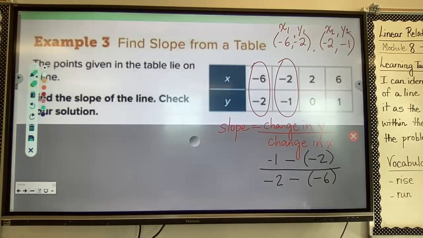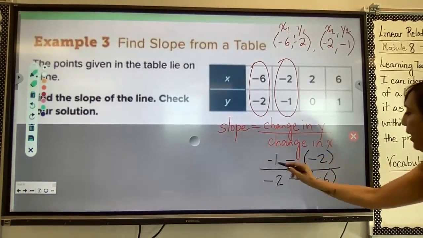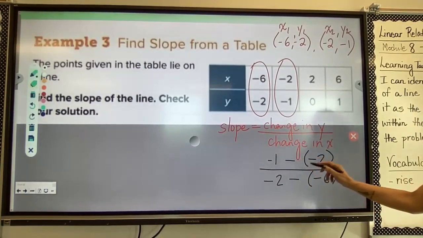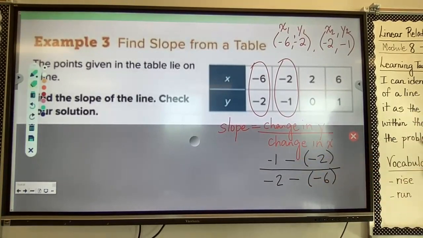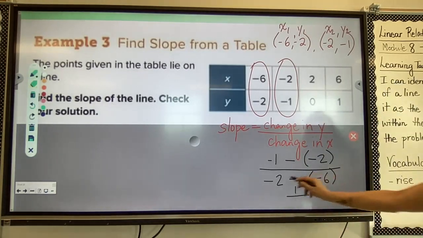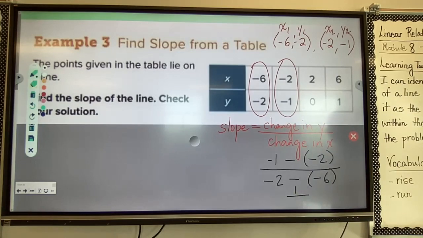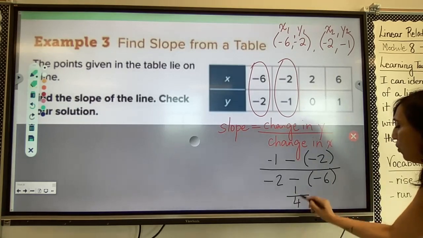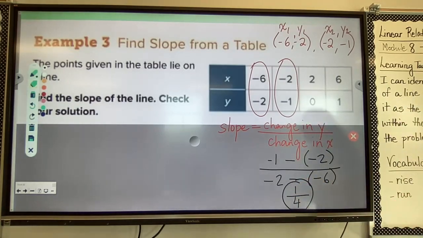Okay, so what do I get? Negative 1 minus negative 2 becomes negative 1 plus 2, right? Because you're adding the opposite, and that gives me 1 over negative 2 plus 6, which is 4. So this becomes the slope of the line, which is 1/4.